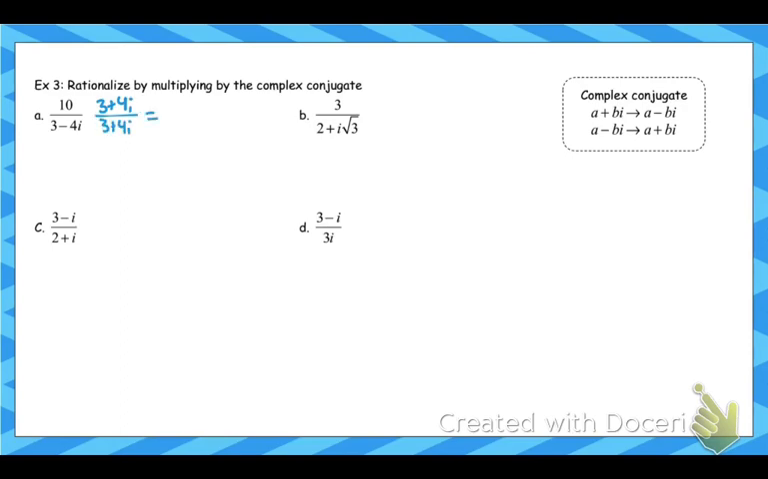I can go ahead and distribute. And then FOIL on the bottom. And then again, because we're multiplying by the conjugate, those middle terms will cancel out. Minus 16i squared is just the same as plus 16. So I have 30 plus 40i over 25. And then I can go ahead and reduce this, and I'm also going to write it in standard form. So 30 over 25 would be 6 over 5 plus 8 over 5i.